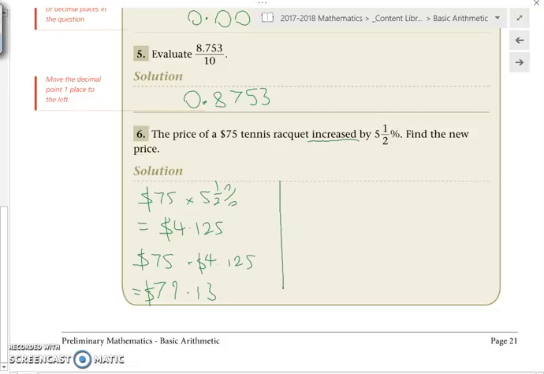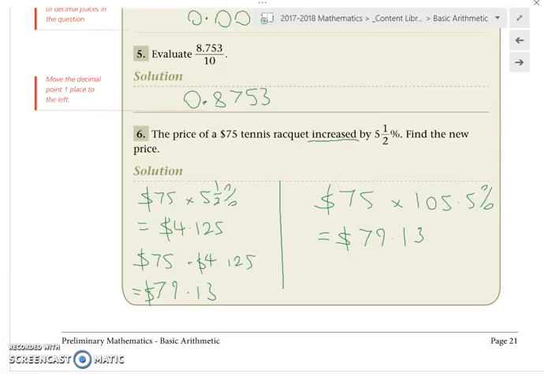Now I'm going to show you a quicker way of doing it. What's $75? That's how much of the price? $75 is how much of the price? It's 100%. And we want to increase it by what? Times it by 105.5% because I've added 5.5% to the 100%. So do that on your calculator and you will get the answer. Now, if I wanted to reduce it by 5.5%, I would have to do 100 minus the 5.5, which would make 95.5%.